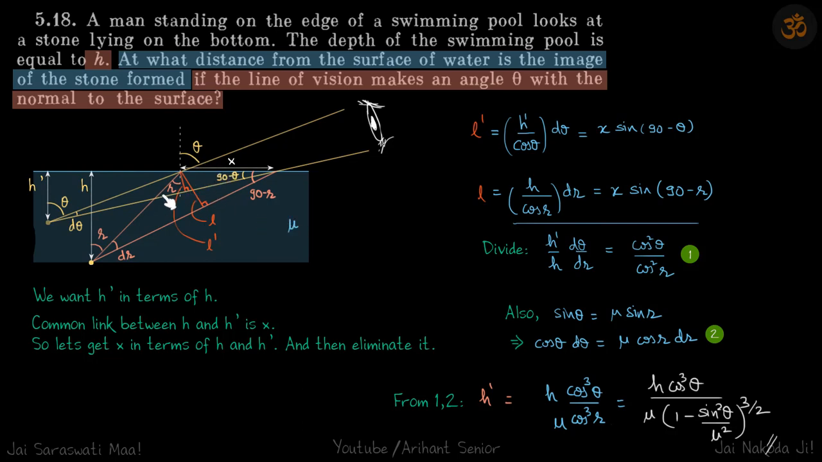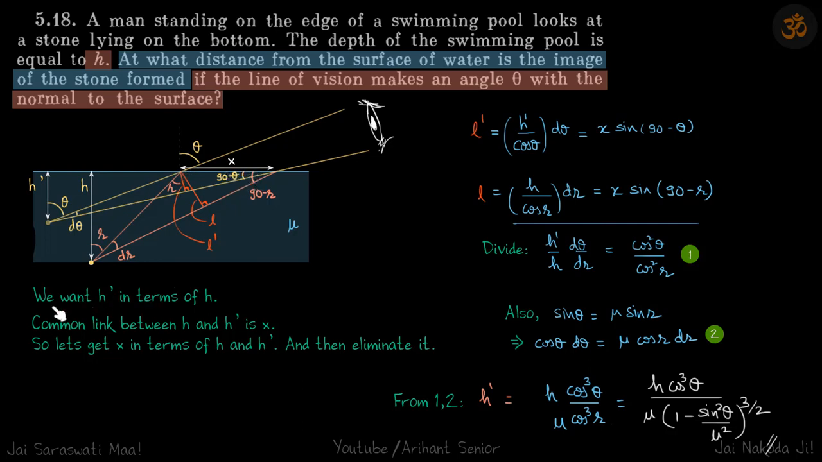So you can see one thing, that the common element between h dash and h seems to be this side of the triangle. So there is one yellow triangle here and one red triangle here, and only this side of these triangles is common. So let's call that distance x. So if we can find x in terms of h dash and if we can find x in terms of h, then we can eliminate x and that way we can relate h and h dash.